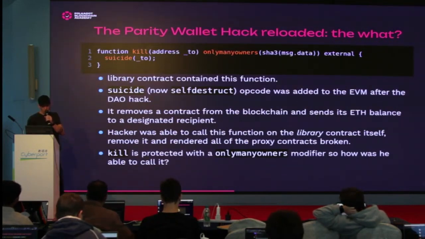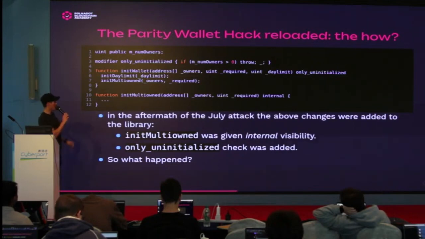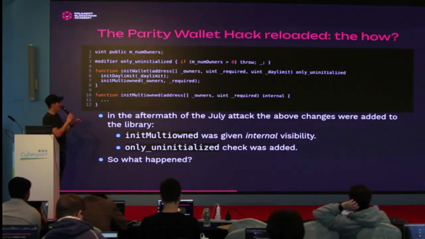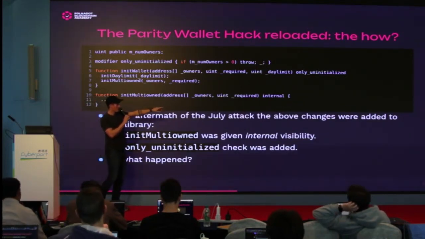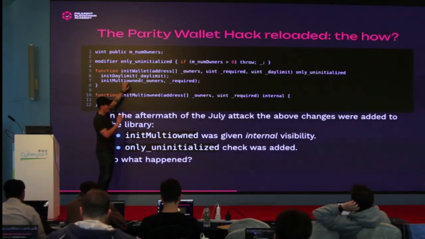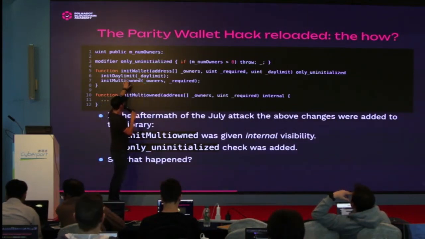So the question is, how was he able to call it? I'll show you this. So this is again the exact code that the library had. After this first hack, there were two fixes introduced, right? This code was made internal so that you cannot call it from the outside. And specifically to fix that previous vulnerability, you could call that function in that wallet only once.